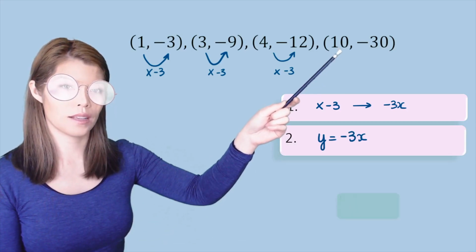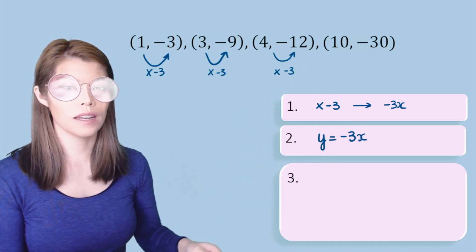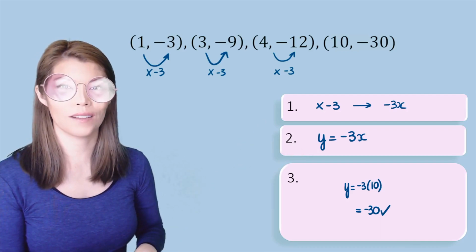Now we test the last one. So we substitute 10 into x. So -3 times 10, we would get -30. So that's the rule. Y equals -3x.